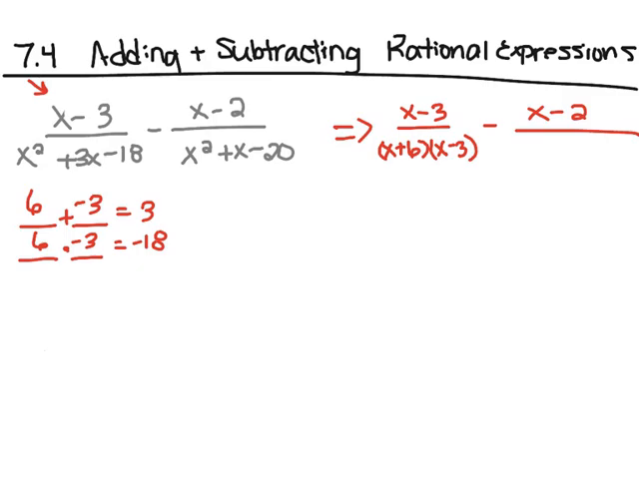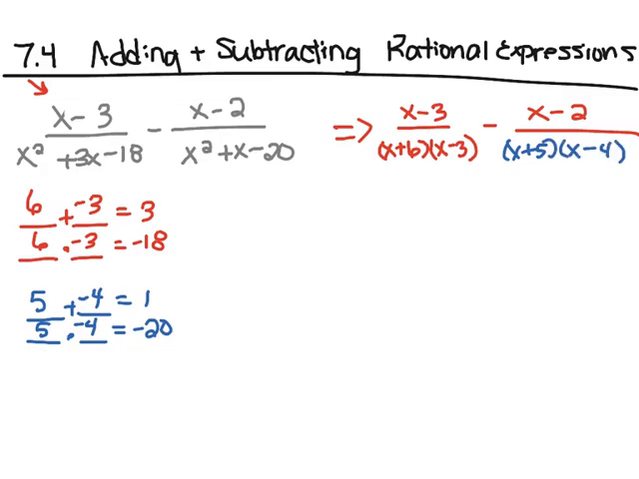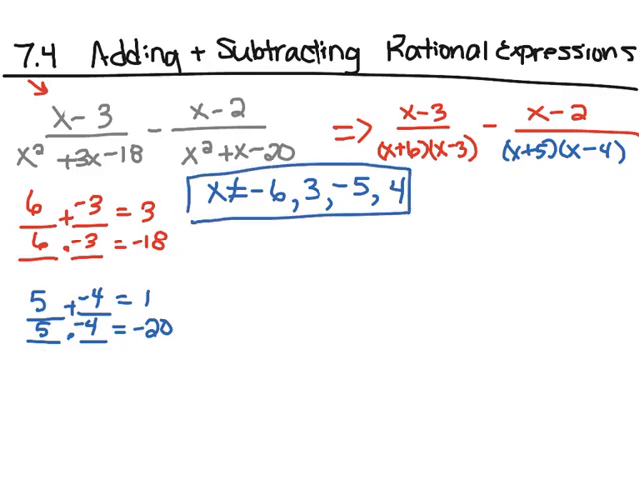And the other denominator, we have two numbers that add up to 1 and multiply to get negative 20. They should be 5 and negative 4. So it should be x plus 5, x minus 4. Now we're going to figure out our non-permissible values. So x cannot equal negative 6, positive 3, negative 5, or positive 4. Those are all our non-permissible values. Circle around that. Okay, now we can simplify a little bit from here.